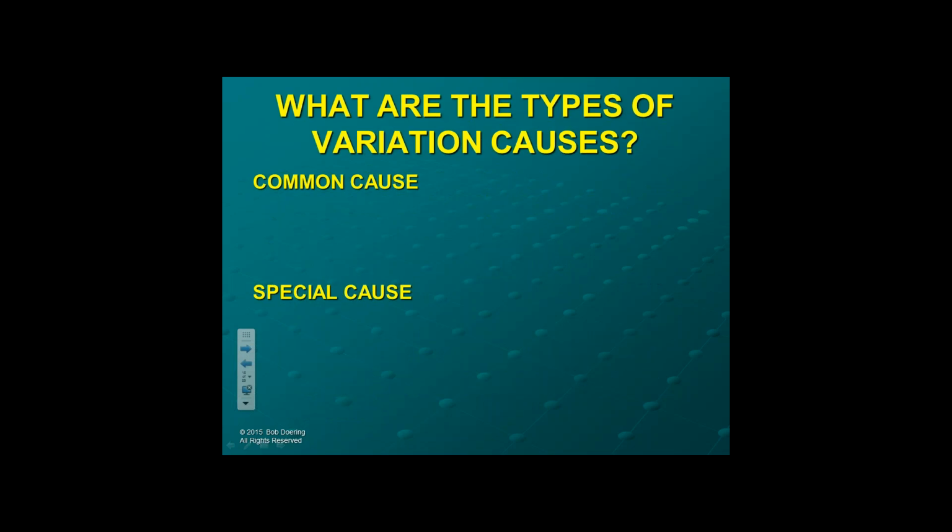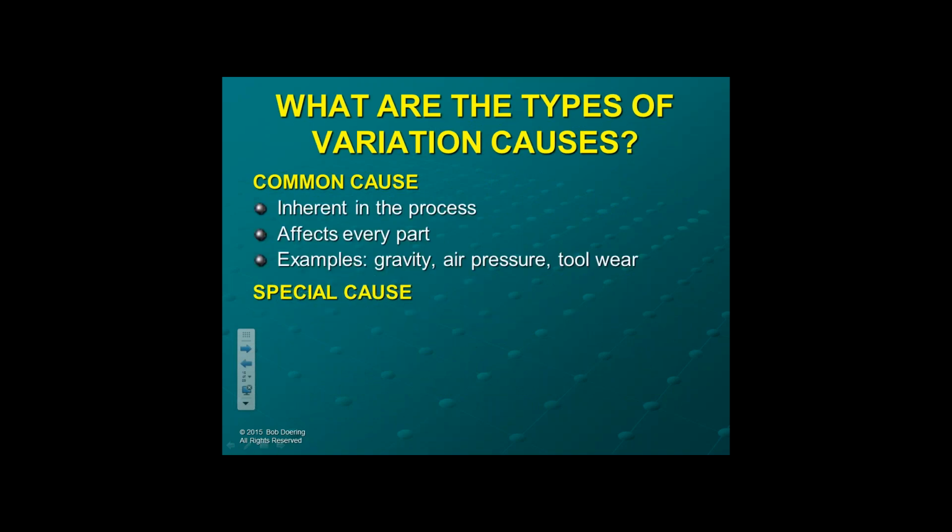There are two types of causes, and there's a little bit of debate on exactly what falls into these categories, but since I'm doing the presentation, I get to define them. We have the common cause, which we know to be inherent in the process. It affects every part. For example, gravity, air pressure, and tool wear. That's right, tool wear is a common cause. Why? It affects every part and it's inherent in the process. You can't get rid of it.